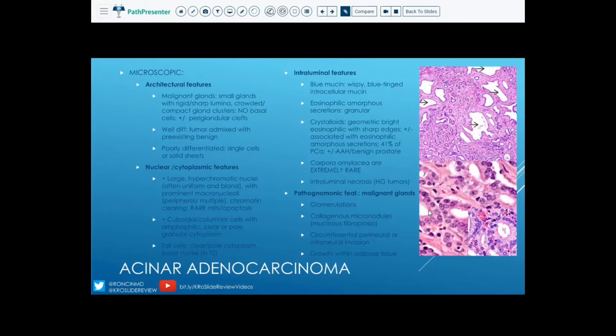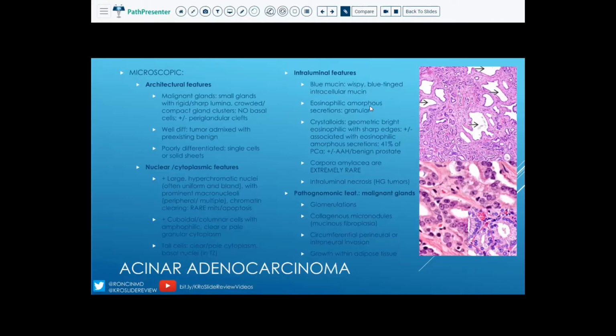If you're in the transitional zone, the cells can be taller or more columnar. And again, we'll have that clear, pale cytoplasm and may or may not see basal nuclei. So transition zone is something to keep in mind: you don't want to confuse that with carcinoma, but they can look really scary.